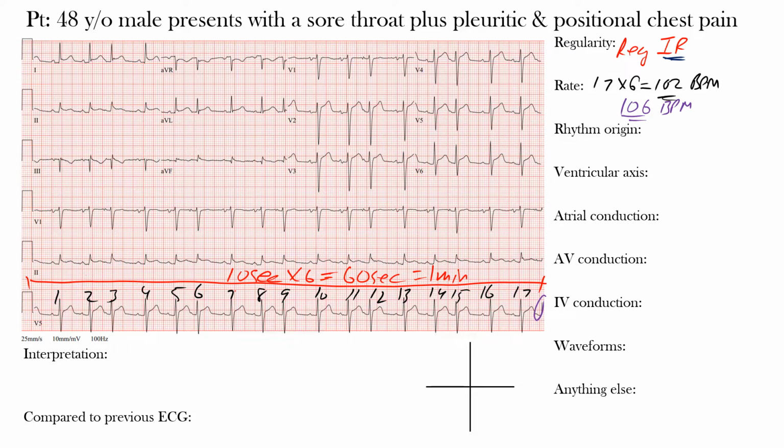All right, so now let's look at the rhythm origin. Well, we have narrow QRS complexes, so it must be supraventricular in origin, that is, originating from above the ventricles. And we can also make out clear, defined, similar shaped P waves in each lead. So now we have to ask ourselves, are we dealing with sinus rhythm? Okay, so let's go over this now.